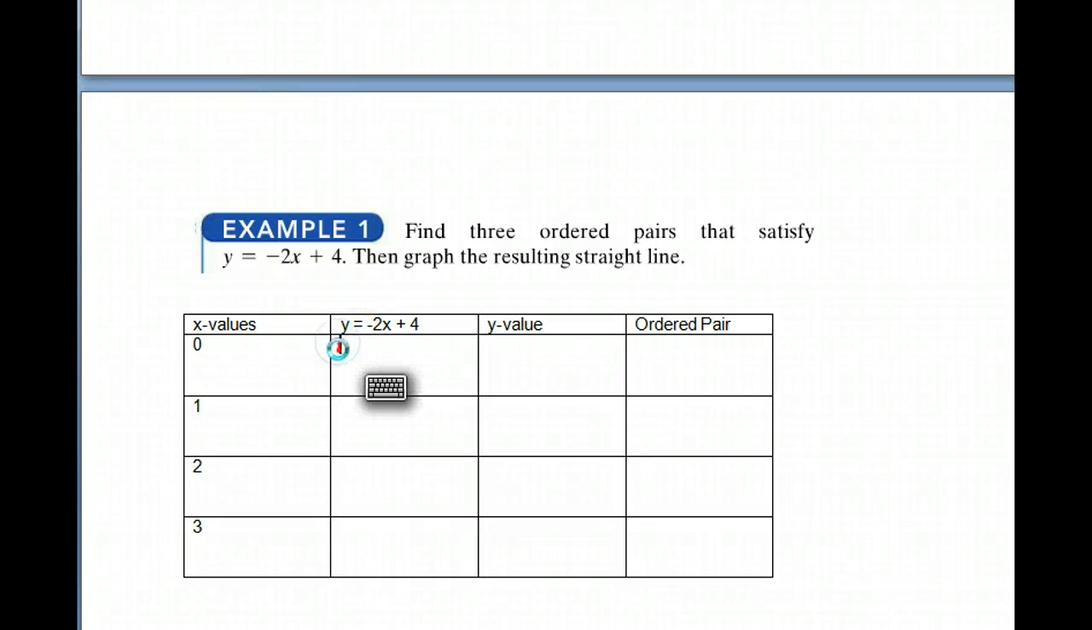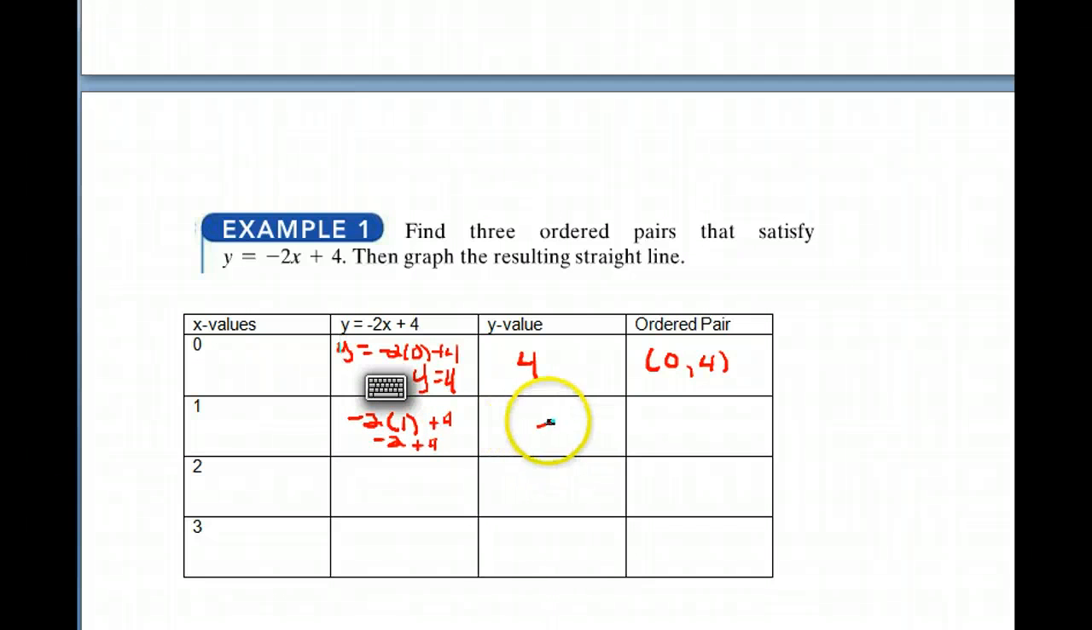So we have y equals negative 2 times 0 plus 4. So y equals 4. The y value is 4. The ordered pair is 0, 4. Now we're going to plug in 1. So we should have negative 2 times 1 plus 4. Negative 2 plus 4 equals 2. And the ordered pair is 1, 2.